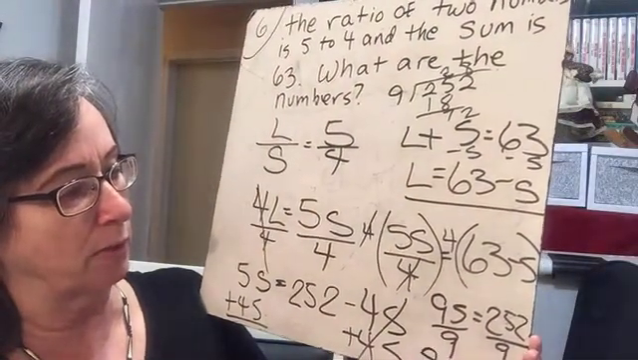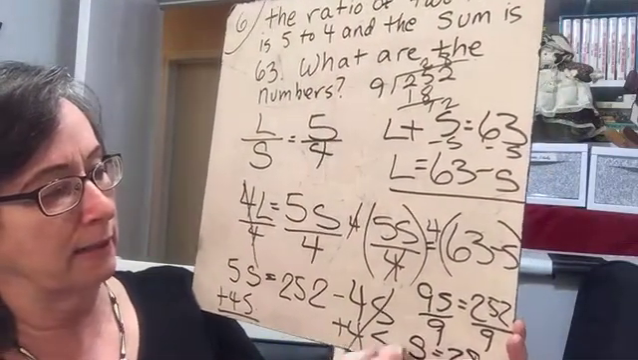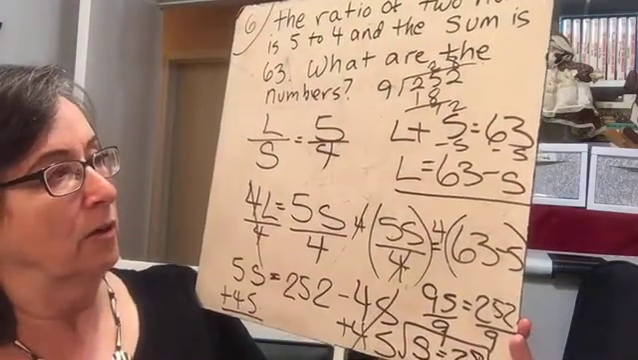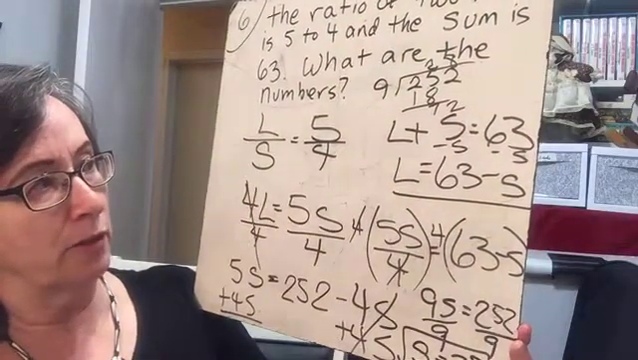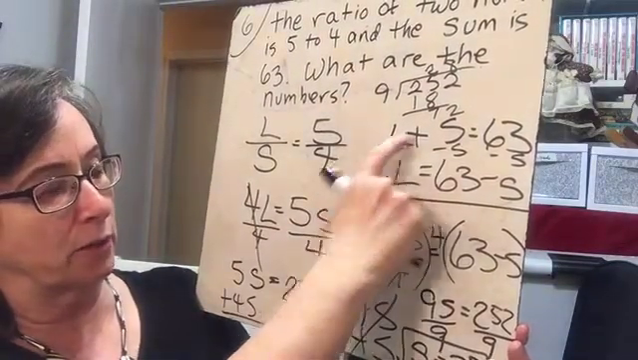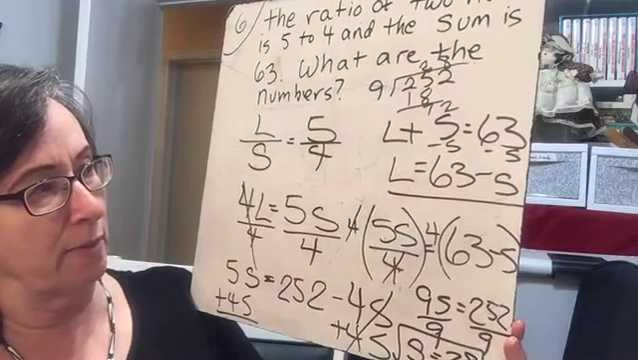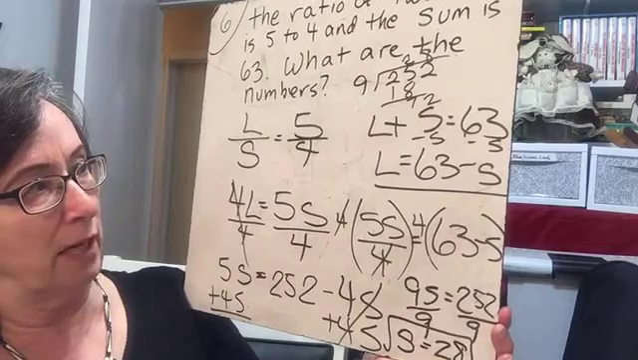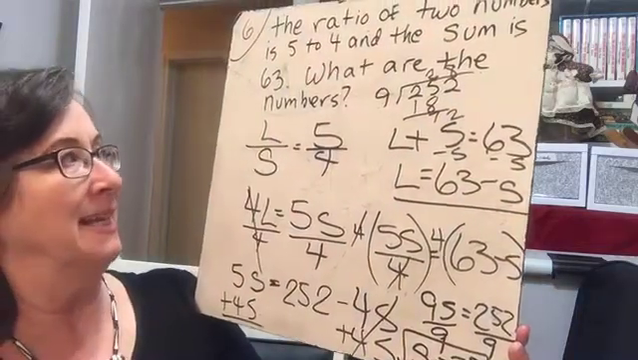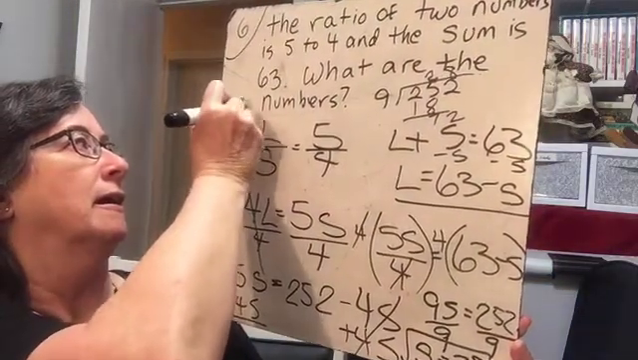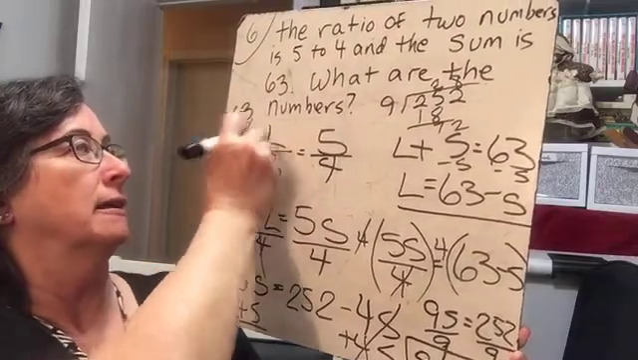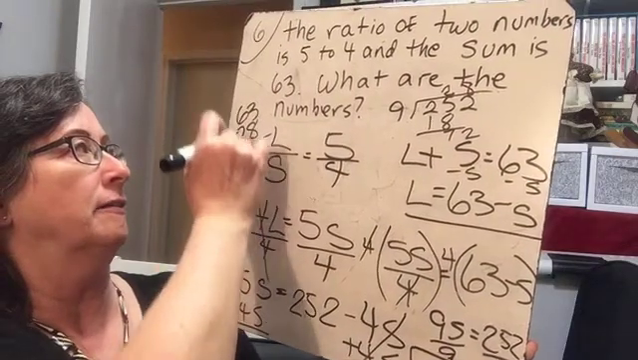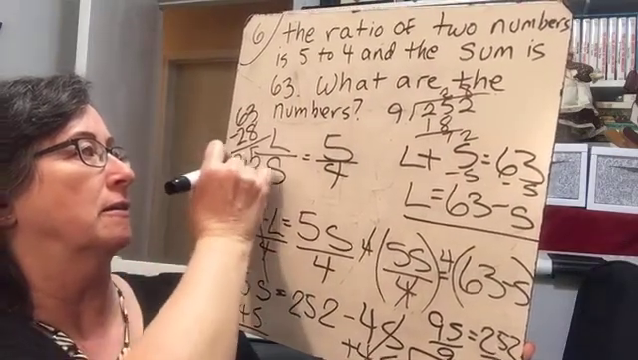So the smaller number is 28. Okay, so we're going to check here. And remember that the smaller number plus the larger number gives you 63. So that means I could take 63 minus the 28 and it would give me the larger number. So what is 63 take away 28? And 13 take away 8 is 5. And 5 take away 2 is 3.